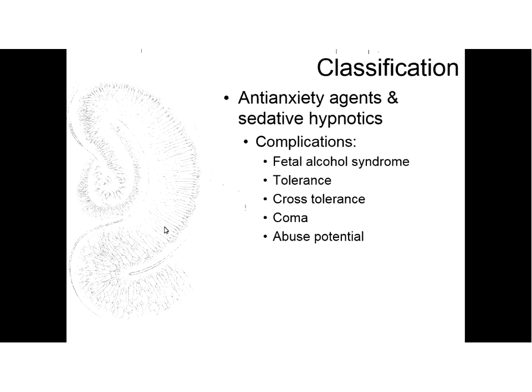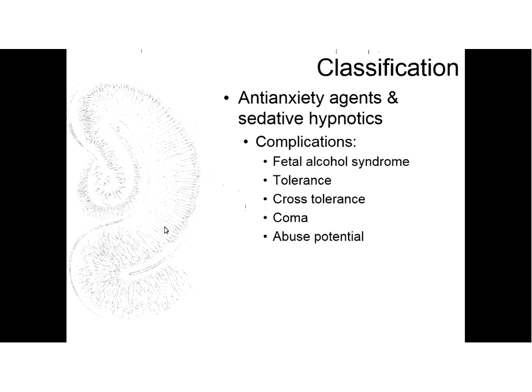Tolerance: what we see is that if you take a drug in this class one time, you'll have a certain effect, but if you continue to consume that drug over the long term, you're going to have to consume more of it to get that same original effect. Maybe you've had this experience where the first time you drank alcohol, you felt the effect very quickly, and then after a couple of times drinking, it took more alcohol to get the same effect. So you've built that tolerance.